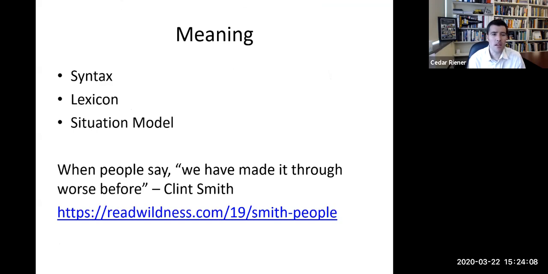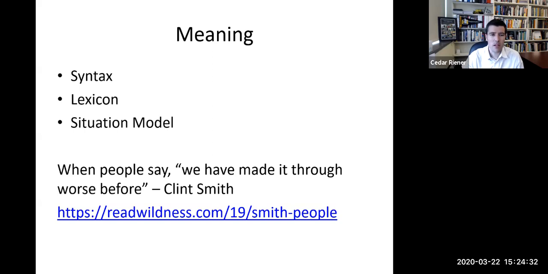Okay, so now we're moving on to meaning. And for meaning, we can talk about syntax, that is the rules by which the words go together. We can talk about lexicon, in terms of the vocabulary of the words. And then we can also talk about the situation model. That's the whole situation that's depicted by the words, not just the word meanings, but a general situation.